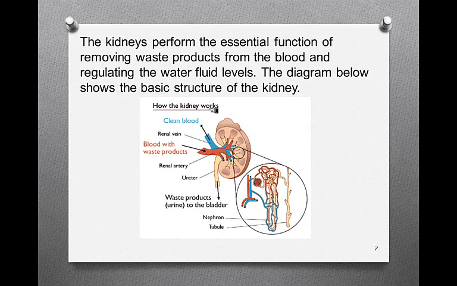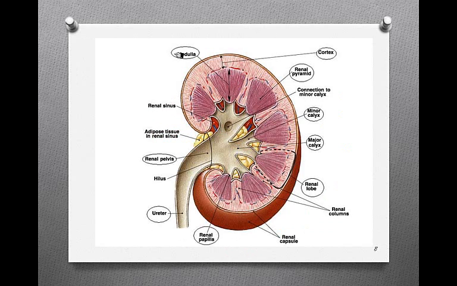The diagram below shows the basic structure, and I'm going to move on to here. We have the three main portions: the medulla, your cortex, and your renal pelvis. Your medulla is made up of these renal pyramids. You have 8 to 18 in each one of your kidneys.